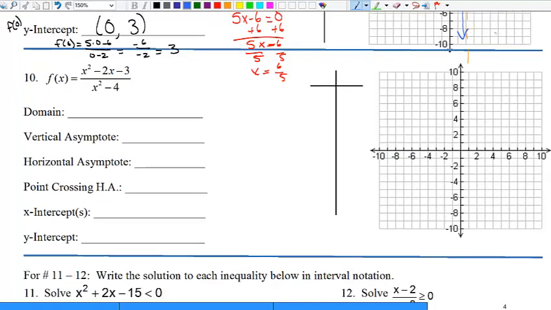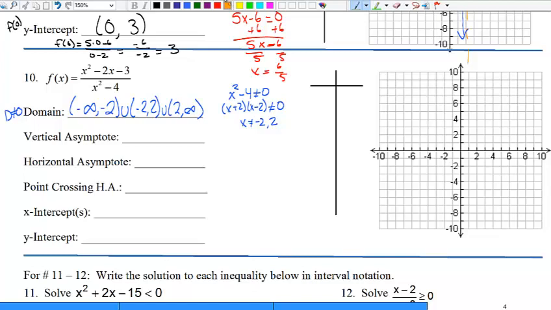Number 10, the domain. We said we were going to set the denominator not equal to 0. So we have x squared minus 4 is not equal to 0. I can factor that. So x can't be negative 2 and x can't be positive 2. So what can it be? Well, it can be anything from negative infinity up until negative 2, union negative 2 to 2, union 2 to infinity.